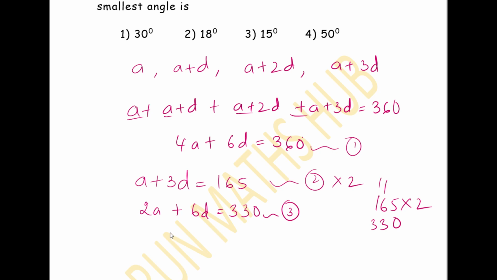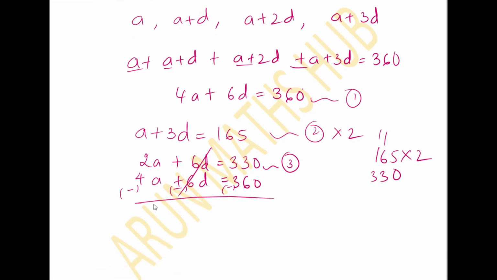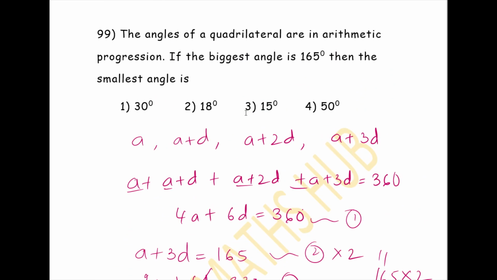Now subtract equation 3 minus equation 1, what you get? Minus, minus, minus. Plus 6D minus 6D will cancel out. Now minus 2A equals minus 30. A equals minus 30 by minus 2. We get A as 15 degree. Therefore, the smallest angle is 15 degree. The correct answer is option 3, 15 degree.